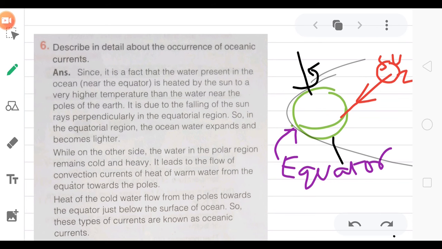Here the question says, describe in detail about the occurrence of oceanic currents. So what is the cause of oceanic currents? This is due to convection flow of heat. In fact, when we are talking about the sun rays, the earth rotates about its own axis, and it is tilted about its orbiting plane.